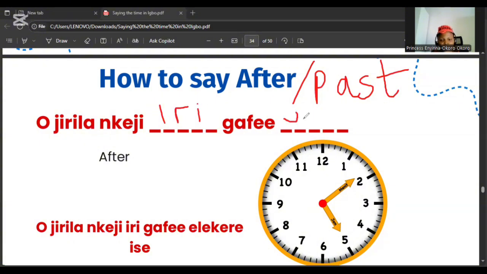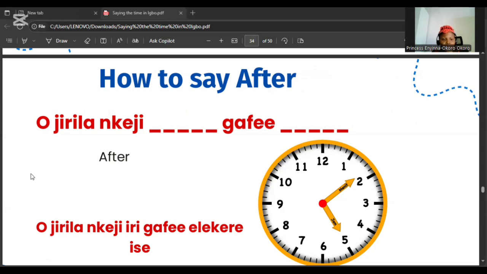Gafee elekere ise. Elekere ise is 5 o'clock. It has used 10 minutes to go past 5 o'clock. Ojirila nkeji iri gafee elekere ise. Now let's read it together.